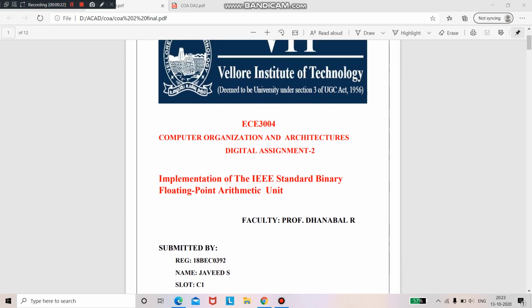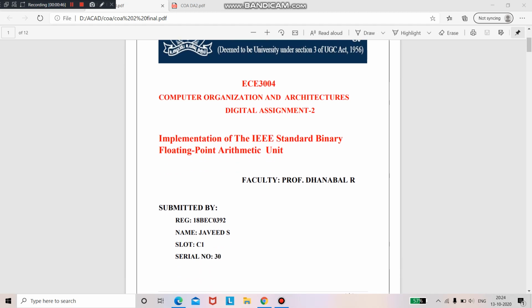Basically, digital assignment 2 is the analysis of a floating point paper from any open access journal, using the concepts we have learned in our COA curriculum. I have taken the implementation of the IEEE standard binary floating point arithmetic unit. It's quite a famous journal.